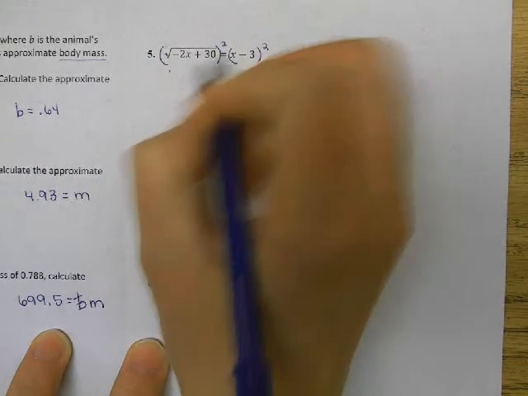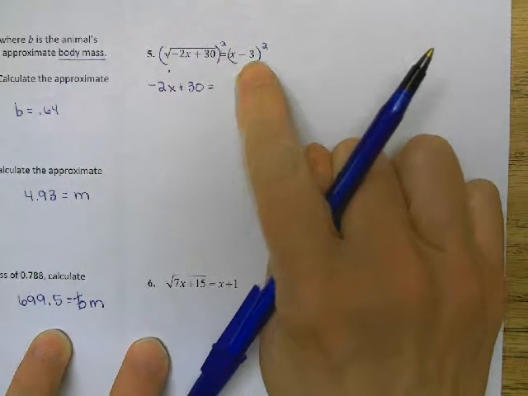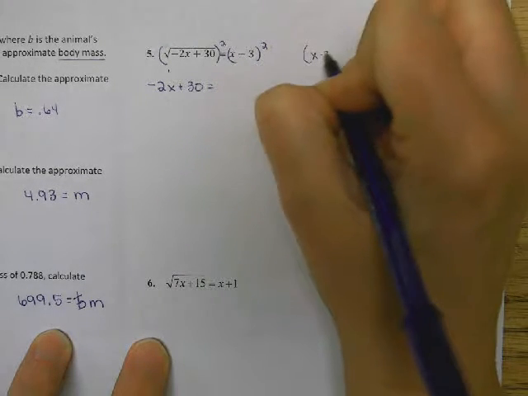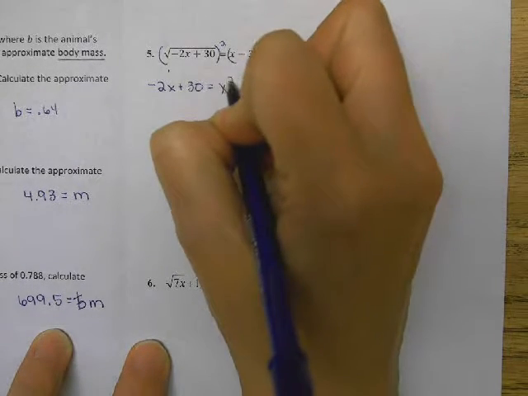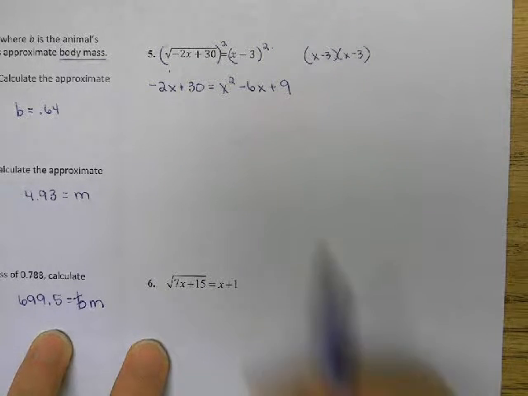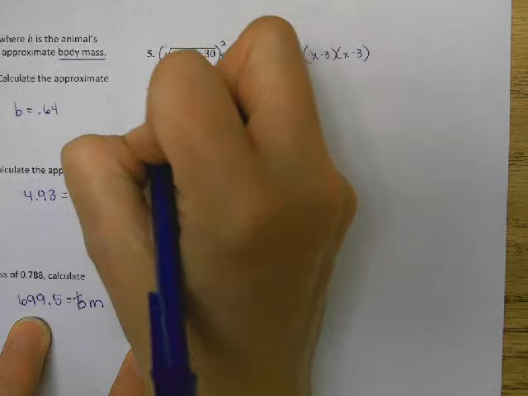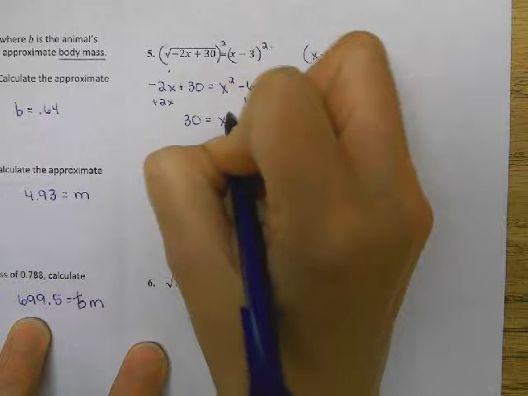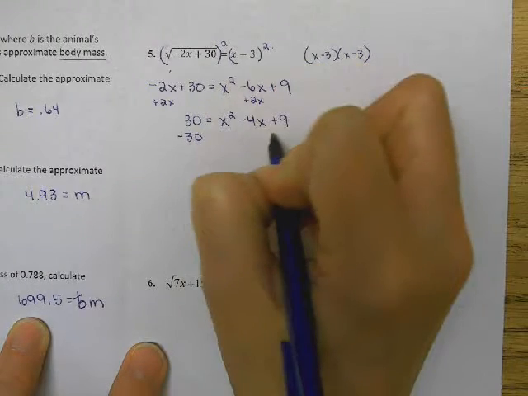So we're going to square both sides. On the left-hand side, it just gets rid of that radical. But guys, when we say x minus 3 squared, we're really saying x minus 3 times x minus 3, which means I have to actually multiply that out. x squared minus 6x plus 9. Now get everything onto one side. I'm going to move everything to the right-hand side since I have a squared term. So I'm going to add the 2x. And then I'm going to subtract the 30.